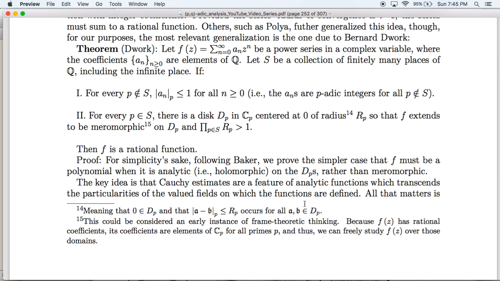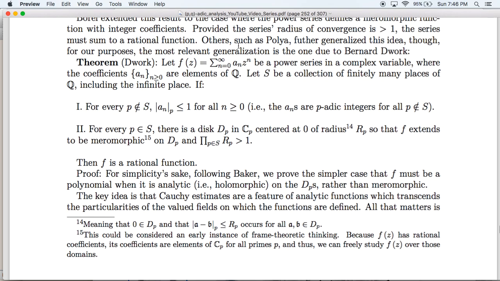And so it's just worth pointing out for later, this can be thought of as an early instance of my frame theoretic approach. And the idea is this: because f of z has rational coefficients, we can embed those coefficients in any metric completion of Q, and by studying them from all of those different perspectives, we then get a result. And so this is an example of frame theory in action.